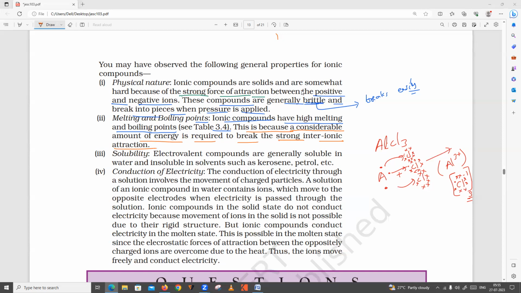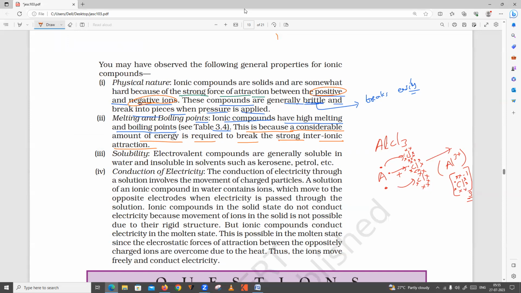All of you? They are saying inter-ionic attraction. It means, in the sense of what? The force of attraction present between ions. What ions? Positive ions and negative ions. So please learn that.